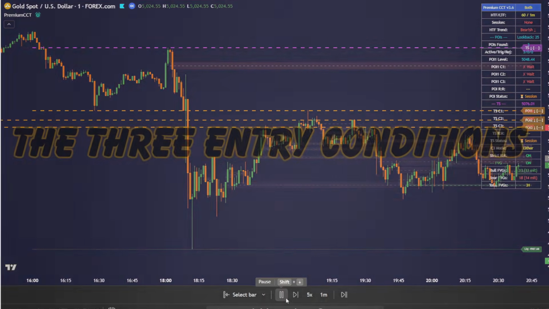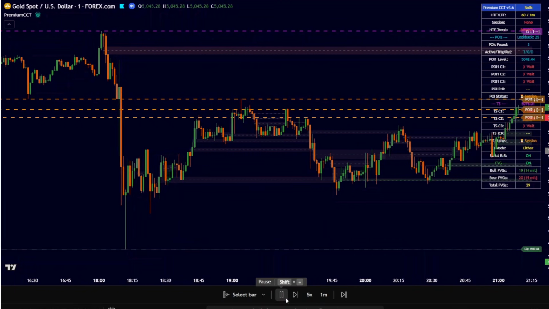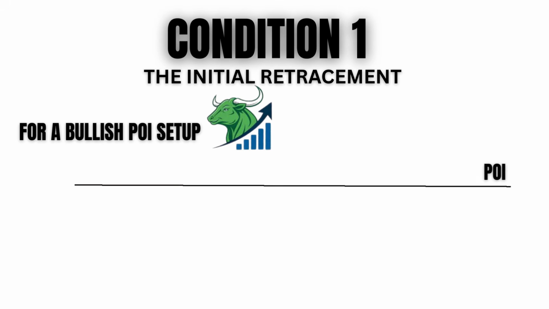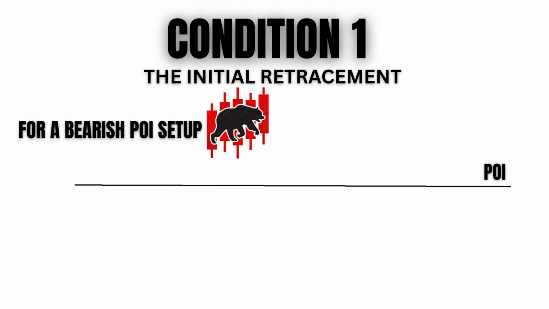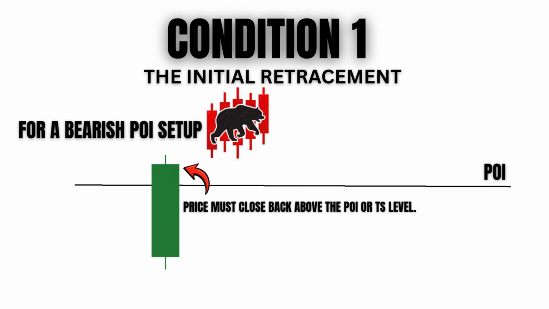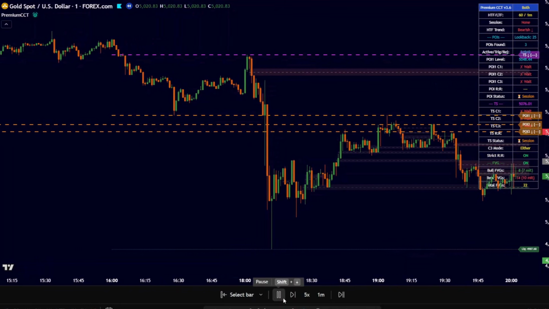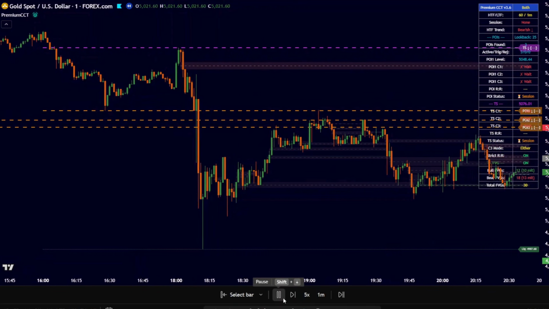Every entry requires 3 conditions to be met. Let me explain exactly what each condition means and why it matters. Condition 1 is the initial retracement. For a bullish POI setup, price must close below the POI level. For a bearish POI setup, price must close above the POI level. This confirms that we're getting a retracement into our zone of interest. For turtle soup setups, the same logic applies but to the TS level instead.